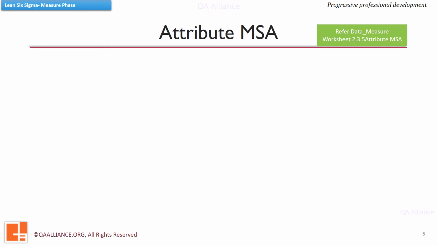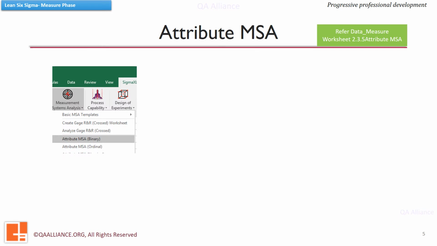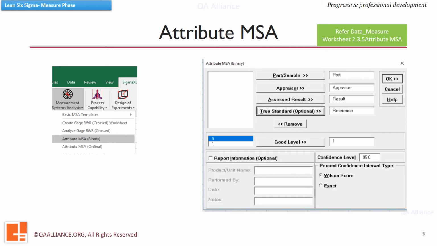The response must be binary, that is, pass-fail, go-no-go, etc. To perform this analysis in Sigma Excel, we go to Measurement System Analysis, and select Attribute MSA Binary. The dialog box that appears is provided inputs, as given in the worksheet 2.3.5 Attribute MSA in the Data Workbook for Measure Phase. The data is organized in the columns Part, Appraiser, Results, and if a standard reference is available, that is also provided. Upon clicking OK we get a summary of results as shown here.